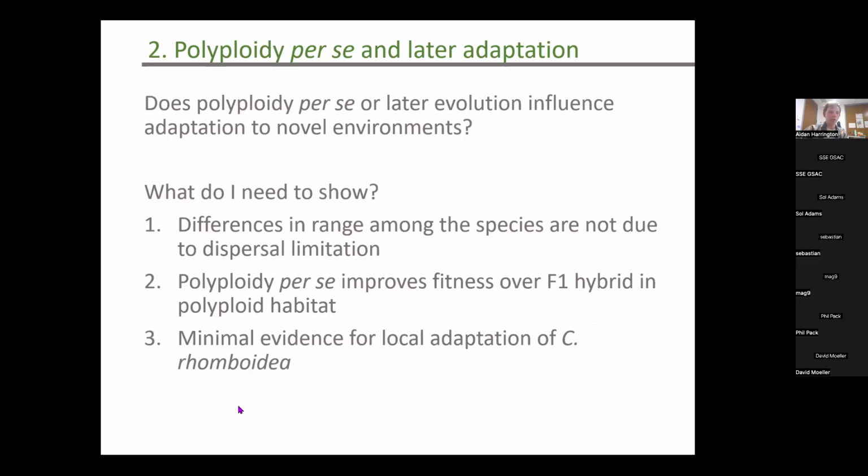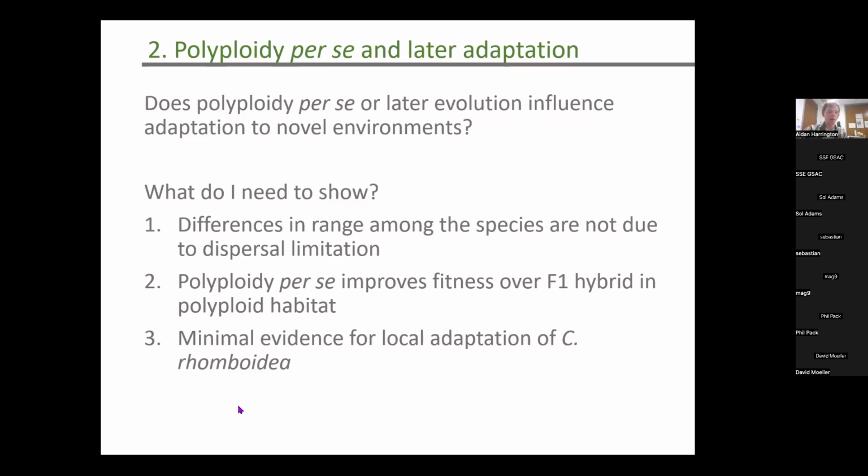Okay, so to actually answer this question, what do I need to show exactly? Or what do I aim to show? Essentially, I'm going to talk about a field experiment that I'm setting up to get at three different things that I need to show here. One is that differences in range among the species are not due to dispersal limitation. So basically confirming that the fact that these species live in different sites is not just because they haven't dispersed there.